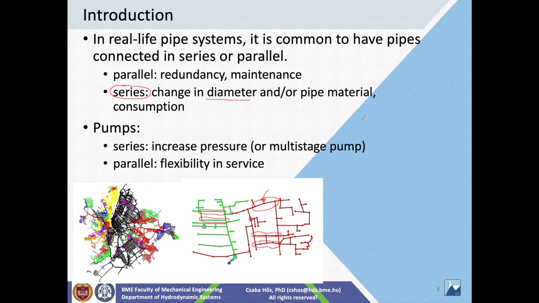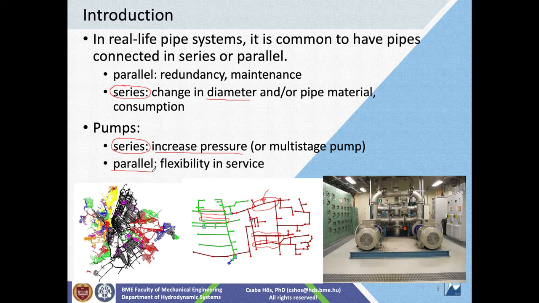Series or parallel connection also appears in the case of pumps. So we typically use pumps connected in series if we want to increase the pressure, although very often we simply use multi-stage pumps. Now, pumps can be connected in parallel if you want to have flexibility in the service. So for example, consider this pumping station. You have two pumps, both connected in parallel, and the aim of this connection in this case is simply to be able to cope with varying consumption.